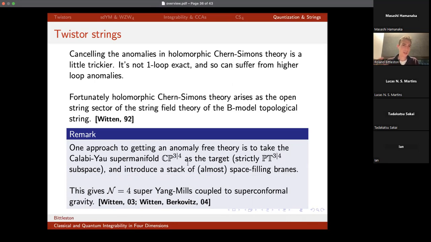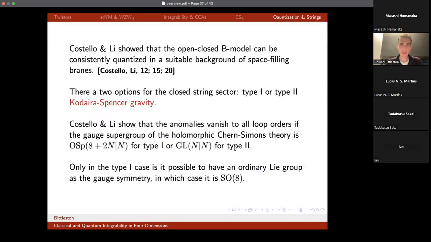So N equals 4 super twistor space, and because it's a Calabi-Yau supermanifold, it comes with a canonical choice of omega. And this gives you N equals 4 self-dual N equals 4 super Yang-Mills.